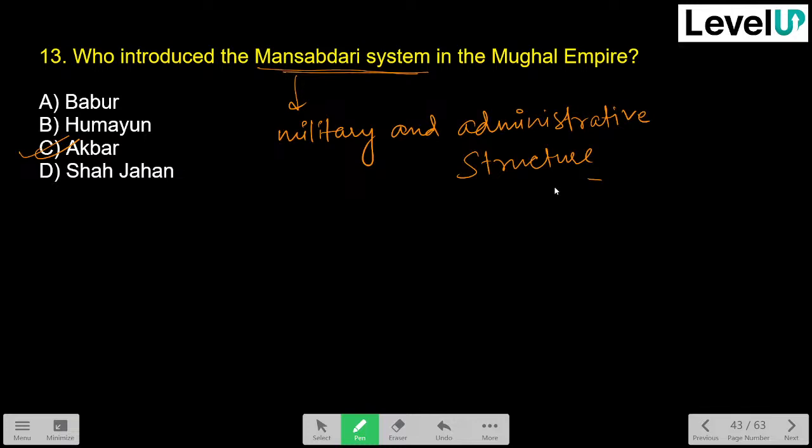Suppose I am the Mansabdar of Akbar. What will he do? He will assign me a role, saying go and attack, suppose Bangladesh, and conquer it for me. Being the Mansabdar, I will follow the orders of Akbar and go and conquer Bangladesh. And for that, he will grant me some lands, which is known as the Jagirdari system. The Jagirdari system was also introduced by Akbar.